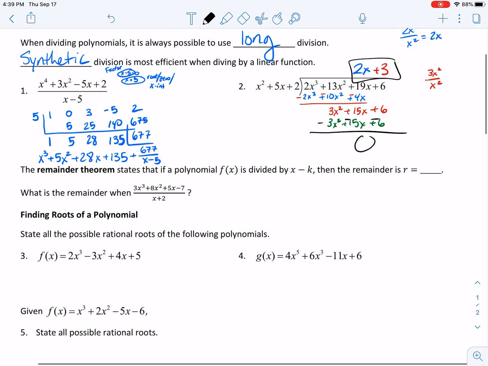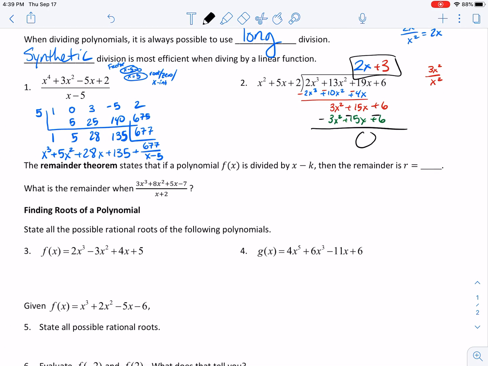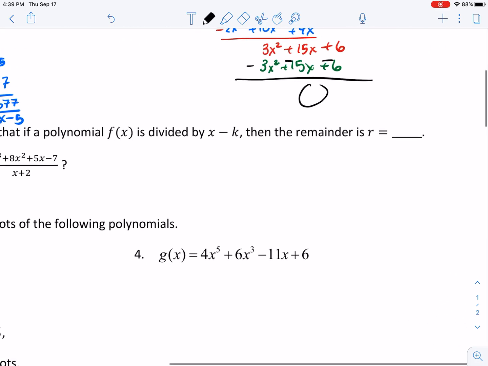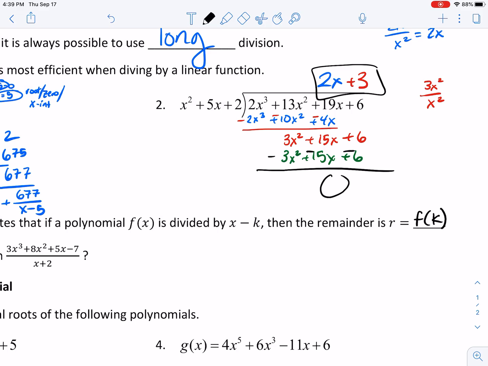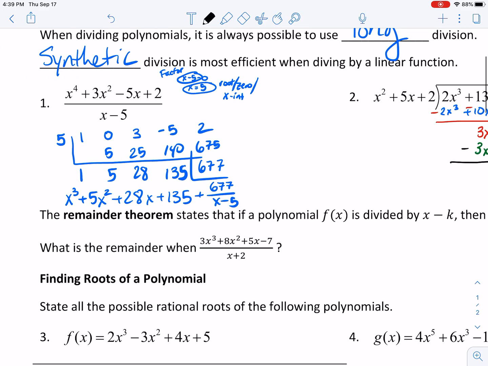Okay, so the next thing we want to talk about is the remainder theorem. The remainder theorem states that if a polynomial is divided by a linear factor, then its remainder is, okay, so if f of x is divided by x minus k, then the remainder r is f of k.